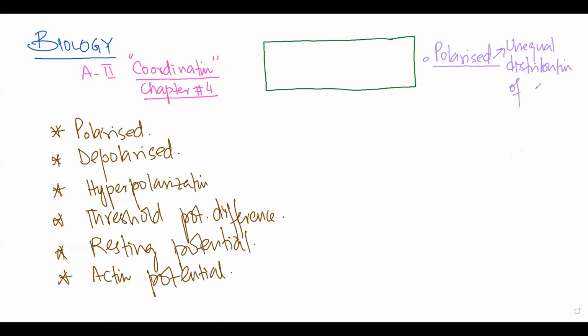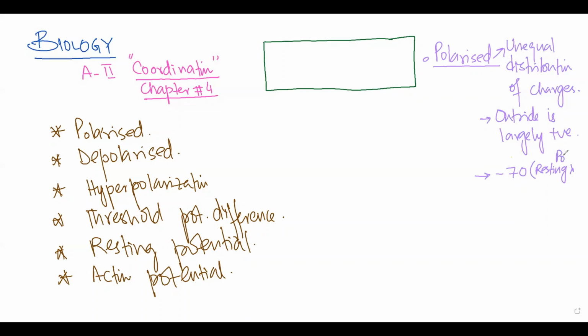How is it unequal? Because positive ions are more outside than inside. Outside is largely positive compared to inside, and that is because there are so many sodium ions. So the potential difference across the membrane is actually minus 70. What is meant by minus 70? By the way, this is called resting potential.